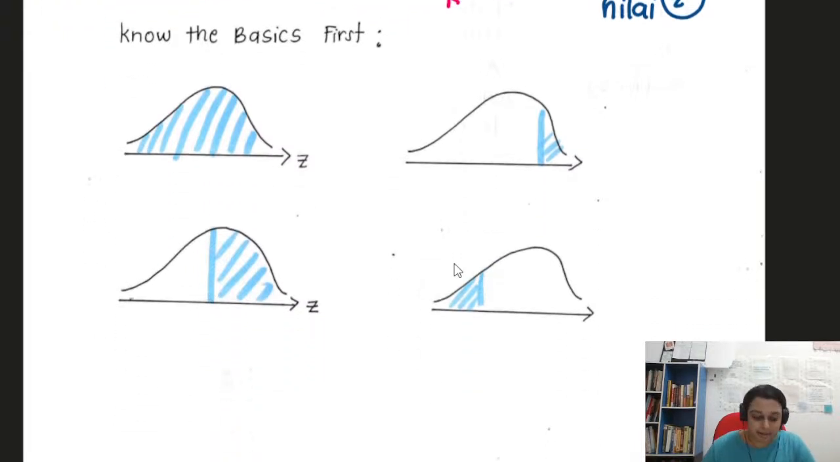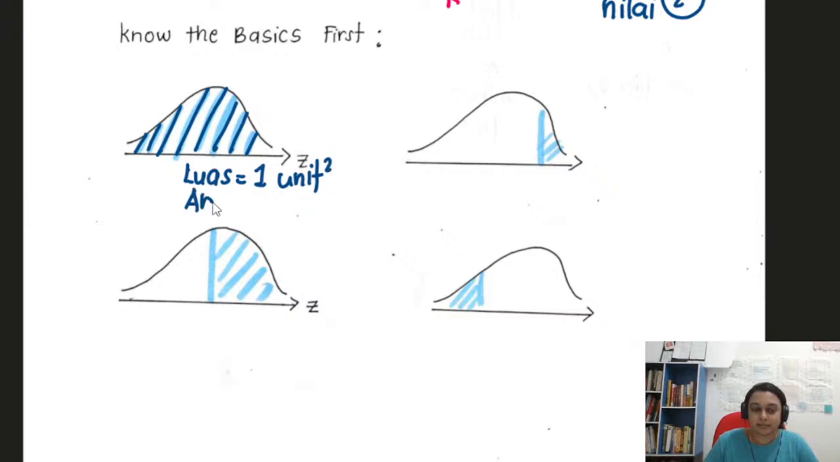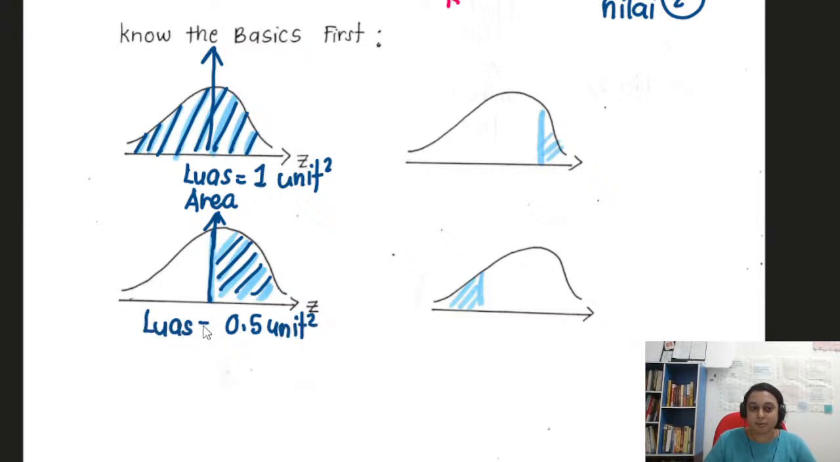Okay, let's know the basic first. What is the basic? Apakah basic yang perlu kita tahu? Okay, kalau luas, this entire thing, kita lorekkan. Kalau semua dilorekkan, maksudnya ini luas dia, the area is 1 unit square. If half means half only lorekkan. Half only lorek means the area is 0.5. Luas dia ialah 0.5 if half.